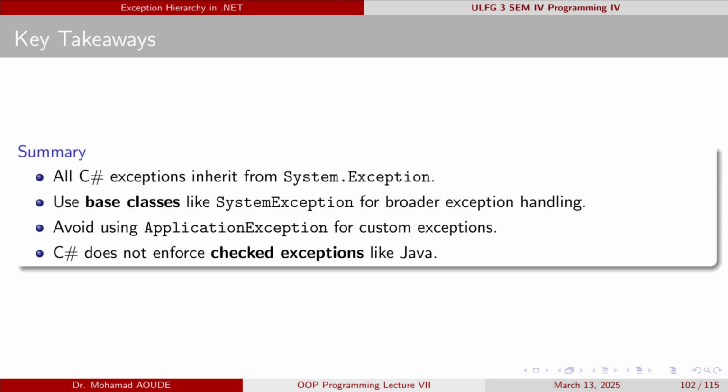To summarize, all exceptions in C# inherit from System.Exception. Use base classes when appropriate, but prefer specific catches when possible. Avoid ApplicationException in custom errors. C# doesn't enforce checked exceptions, but good developers handle them anyway.